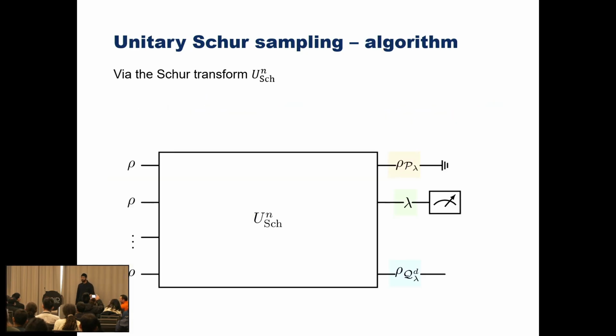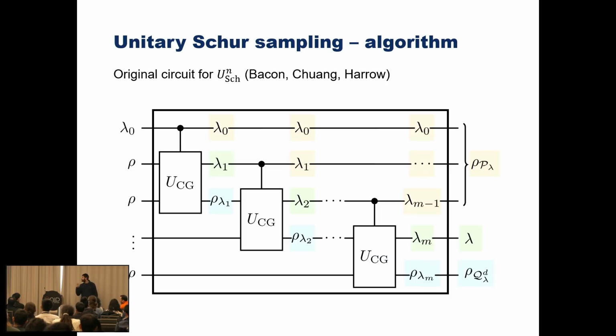And let's get right to it. Let's look at the naive way to do unitary Schur sampling. We take all our input states, we take the Schur transform, and then we measure lambda. We discard the permutation register here on top, and we keep the blue register, the unitary register. And let's look a bit closer at this box in the middle.